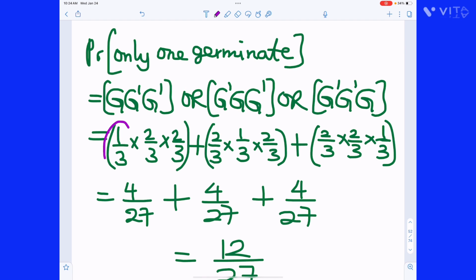So we do 1 over 3 times 2 over 3 times 2 over 3, or, for addition, 2 over 3 times 1 over 3 times 2 over 3, or 2 over 3, the first one does not germinate, 2 over 3, the second one too does not germinate, and 1 over 3, the third one germinates. So this gives you 4 over 27 plus 4 over 27 plus 4 over 27.